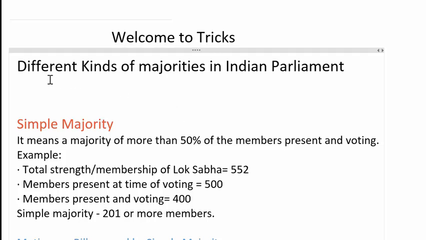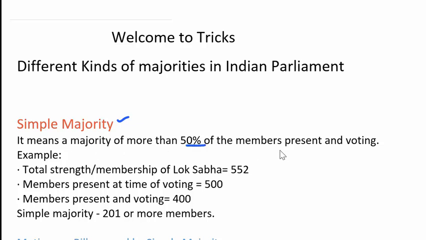Today in this video we will try to understand different kinds of majorities used in Indian Parliament for passing of different kinds of bills and motions. First we have simple majority. It means a majority of more than 50% of the members present and voting.